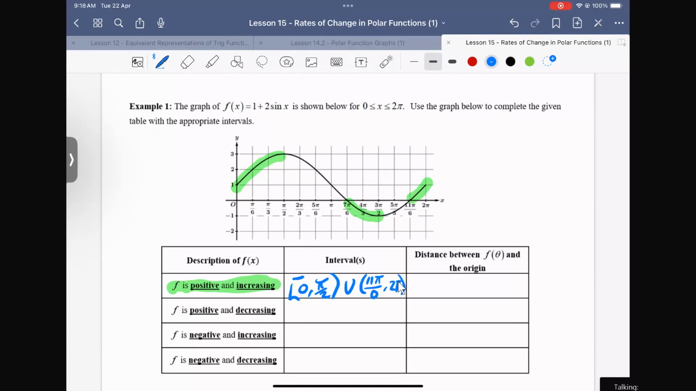This means that this is going to be increasing. It's also going to be increasing when it's negative and decreasing. So it's negative and decreasing in this interval from 7 pi over 6 to 3 pi over 2. So when the Cartesian graph is negative and decreasing, that means the distance between the origin and a point on the polar graph is going to be increasing.